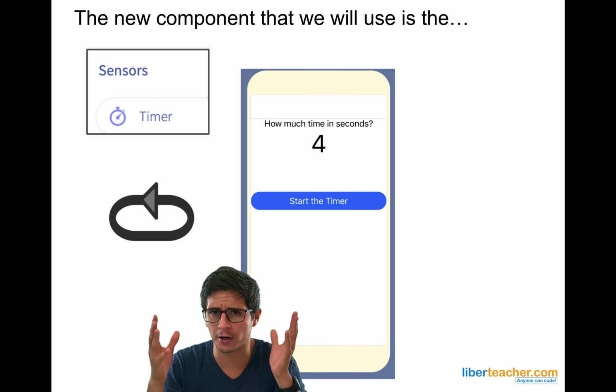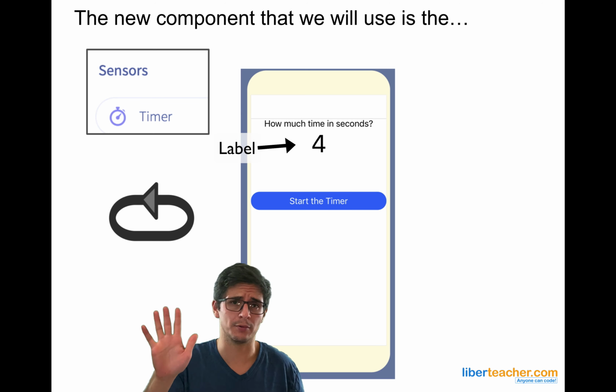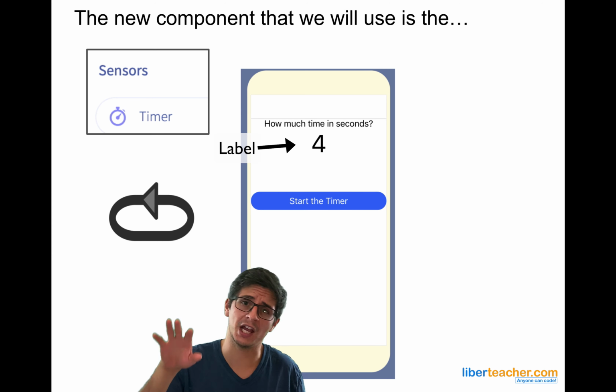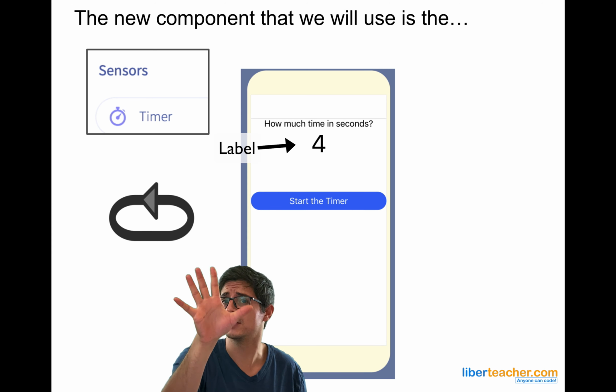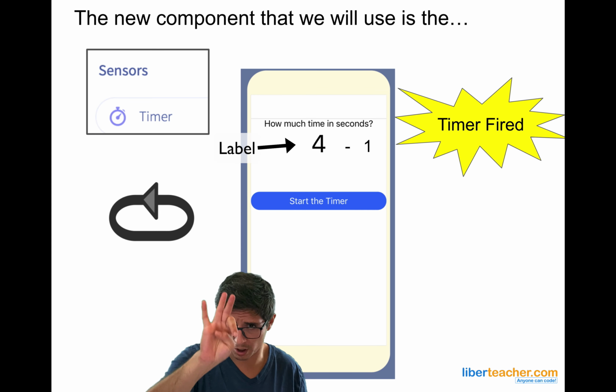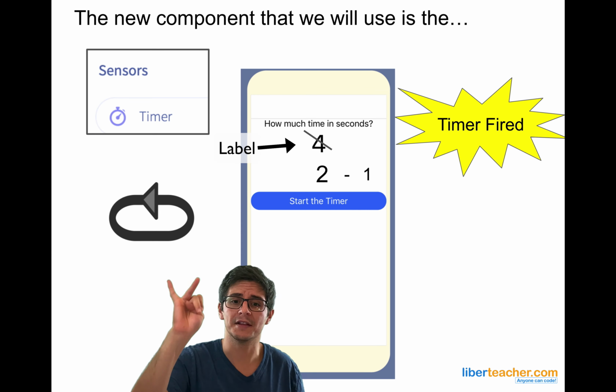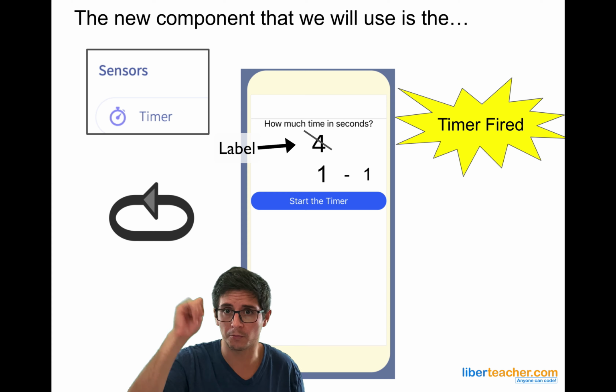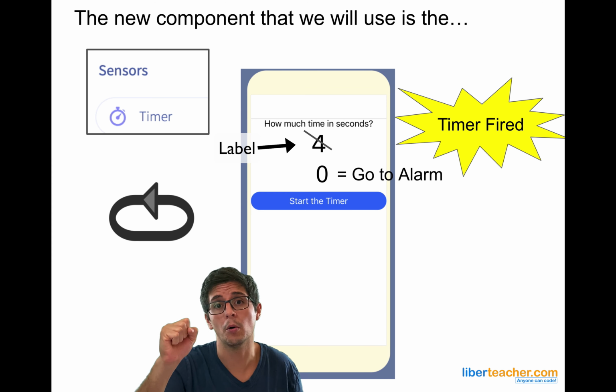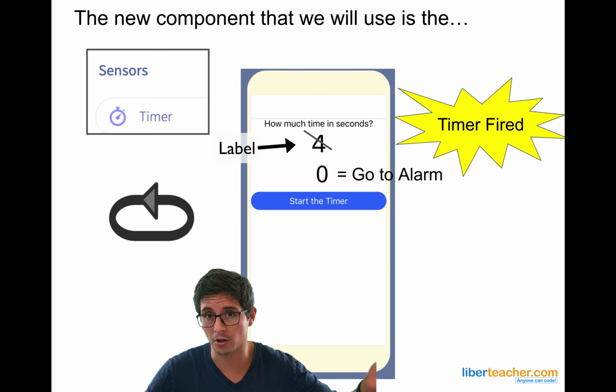Now this timer on our screen is really just a label. And we're making this label change from the number it is to subtract 1, and then subtract 1, and then subtract 1, and then subtract 1, and then subtract 1. And then when it gets to 0, we want it to make the alarm go off.